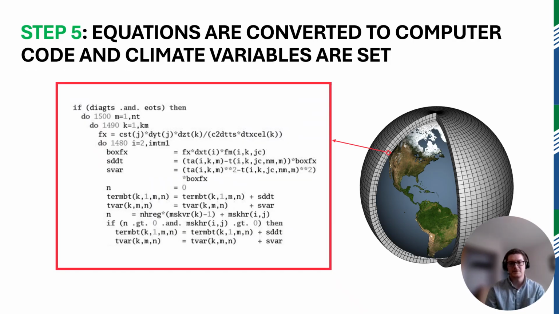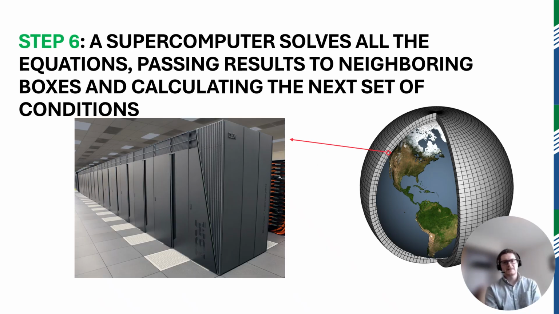To work with the equations that we saw on the last screen, the equations are converted into computer code and climate variables are set. Most computer code that ran climate models for a long period of time was written in what we call Fortran, one of the first computing languages that worked with punch cards and supercomputers. In general, for each grid cell, the equations are solved and information is passed between grid cell to grid cell. The next step is that a supercomputer solves all the equations, passing results to the neighboring boxes and calculating the next set of conditions.